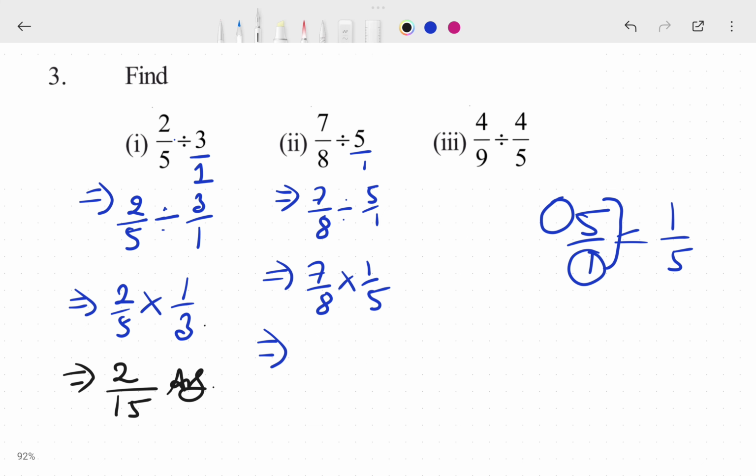What we can do, we just multiply that. 1 into 7, that's going to be 7. 8 into 5, that's going to be 40. So here also we cannot write this as a mixed fraction, so the answer will be like that. So this is our answer.